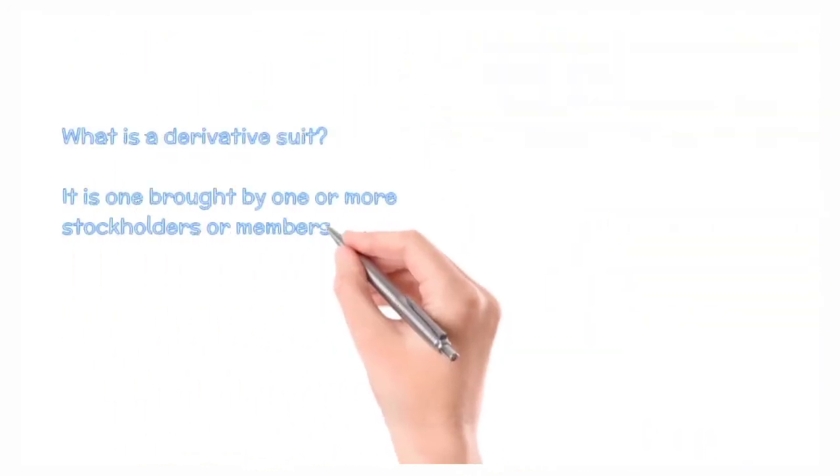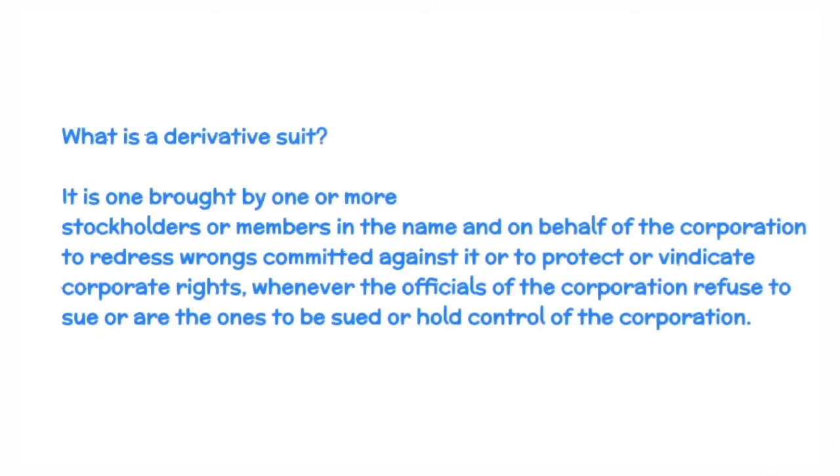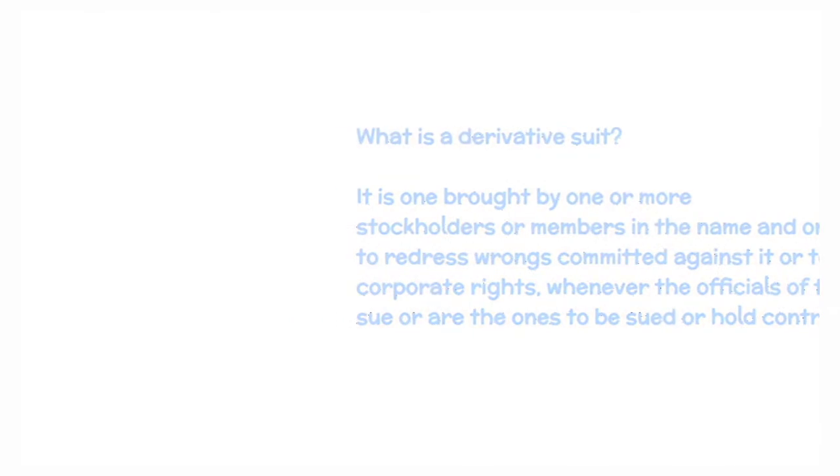What is a derivative suit? It is one brought by one or more stockholders or members in the name and on behalf of the corporation to redress wrongs committed against it or to protect or vindicate corporate rights, whenever the officials of the corporation refuse to sue or are the ones to be sued or hold control of the corporation.